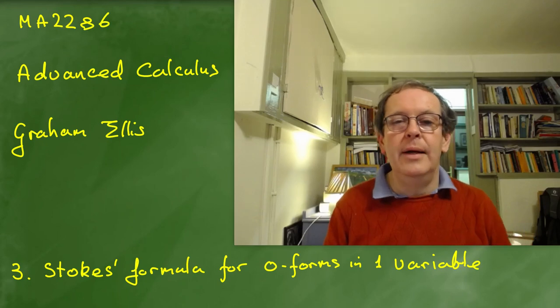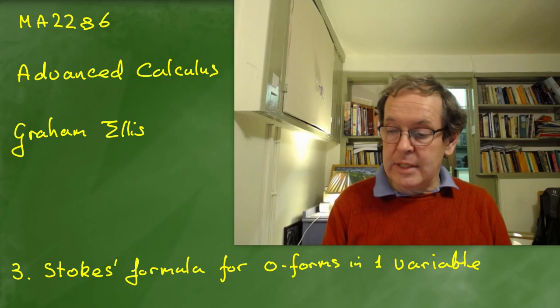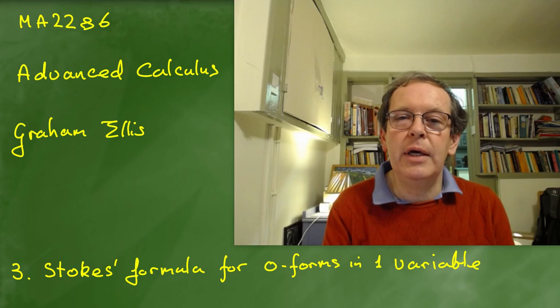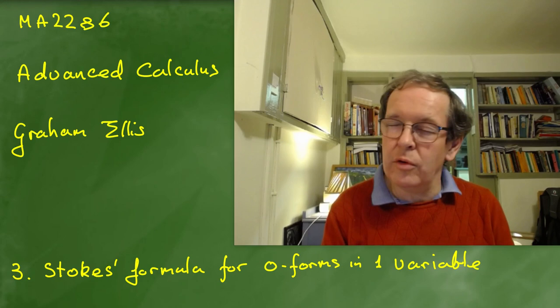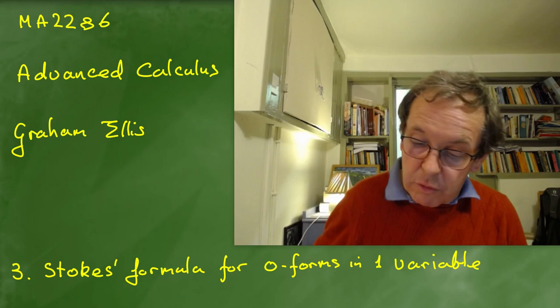Hi, welcome to podcast number 3 in MA2286 Advanced Calculus. In this podcast, I want to consider Stokes' formula for the case of a zero form in one variable. As Stokes' formula involves the notion of a derivative, which we've not yet explained, I'll begin by explaining what we mean by the derivative of a zero form in one variable.